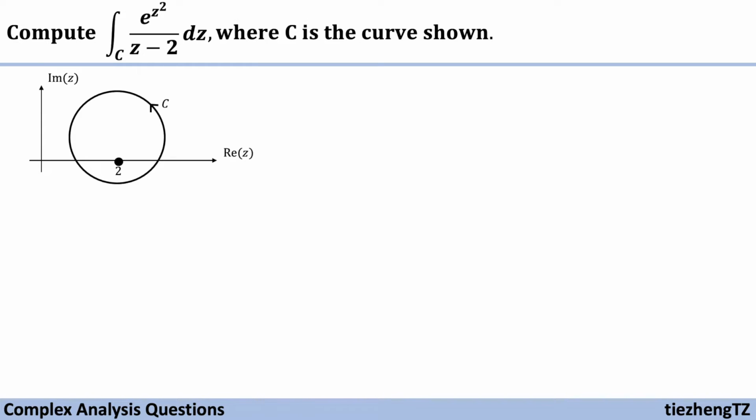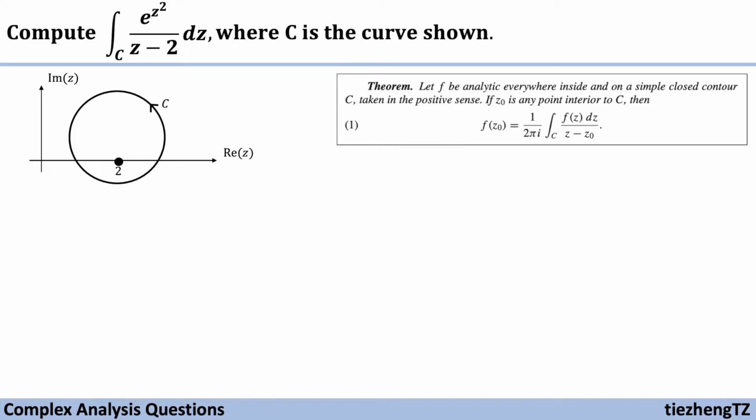So now we should know that we're going to use this theorem when we learn the Cauchy's integral formula. This theorem tells us that if f is analytic everywhere inside and on a simple closed contour C, taken in the positive sense, and if z0 is any point interior to this contour C, then we have f(z0) equals 1 over 2 pi i times the integral of f(z) dz over z minus z0.